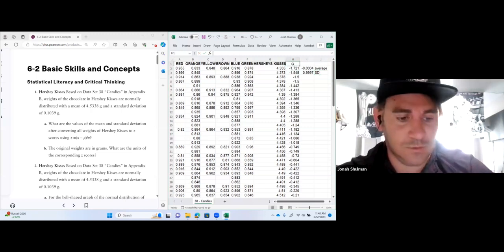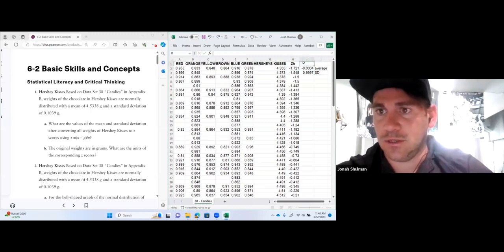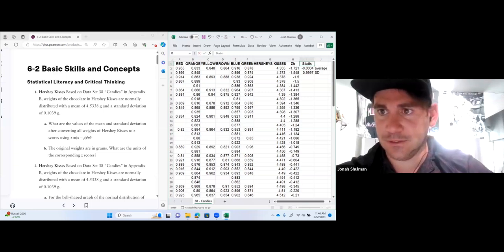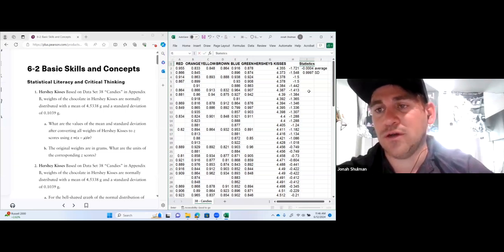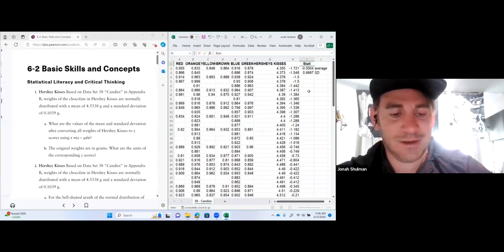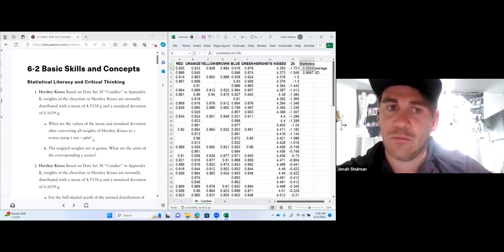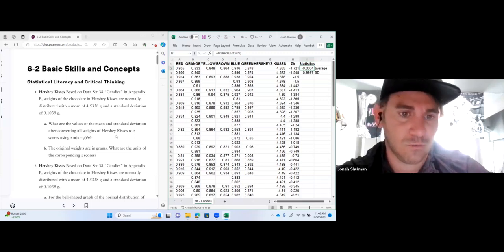Beautiful. This is the z-scores for Hershey's. And these are our statistics. We can call them parameters because honestly, they're from a sample. So even though these are the symbols for parameters, we're doing statistics.